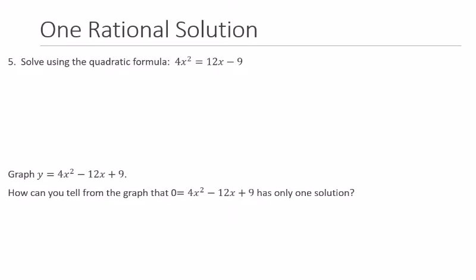All right, let's try number 5. So what do we do first? That's right, we set one side equal to 0. So that's what we're going to do. Subtract 12x from both sides, add 9.